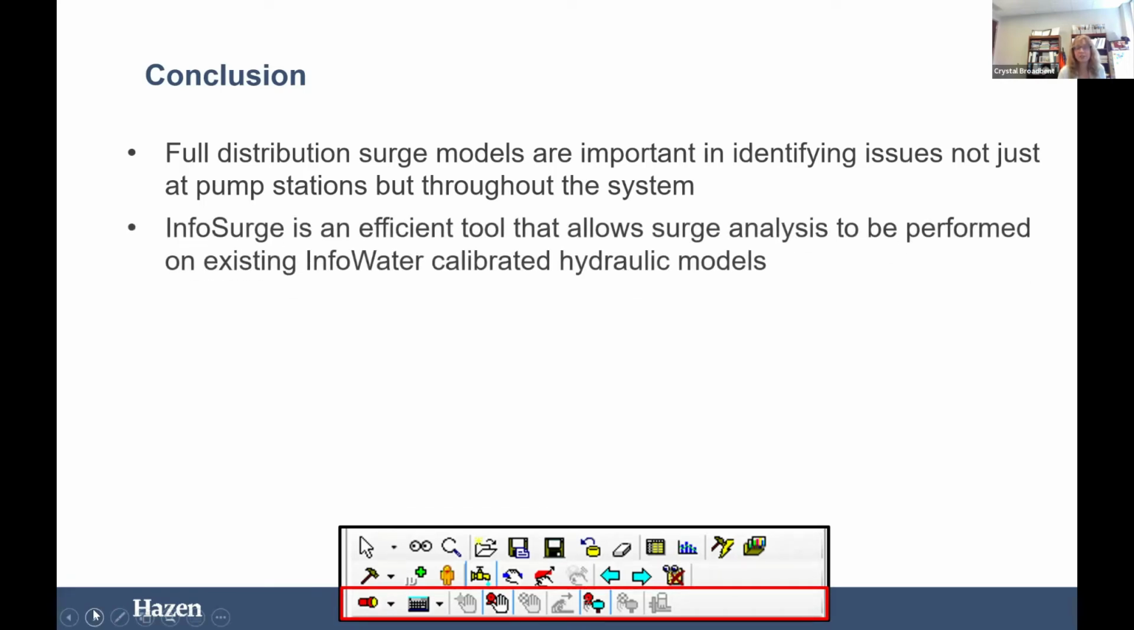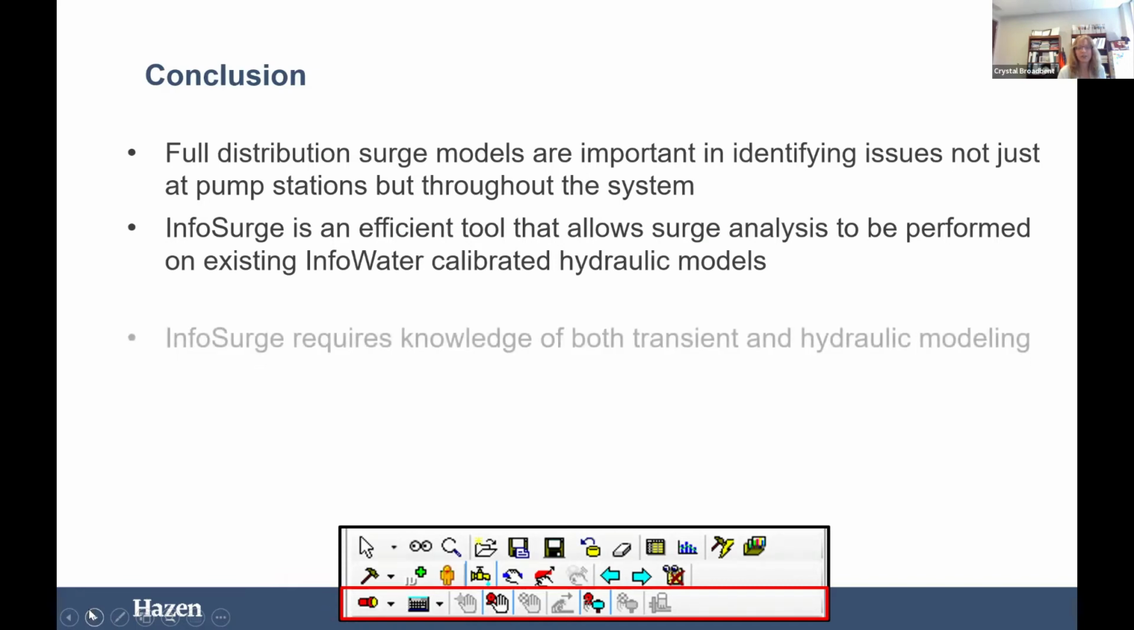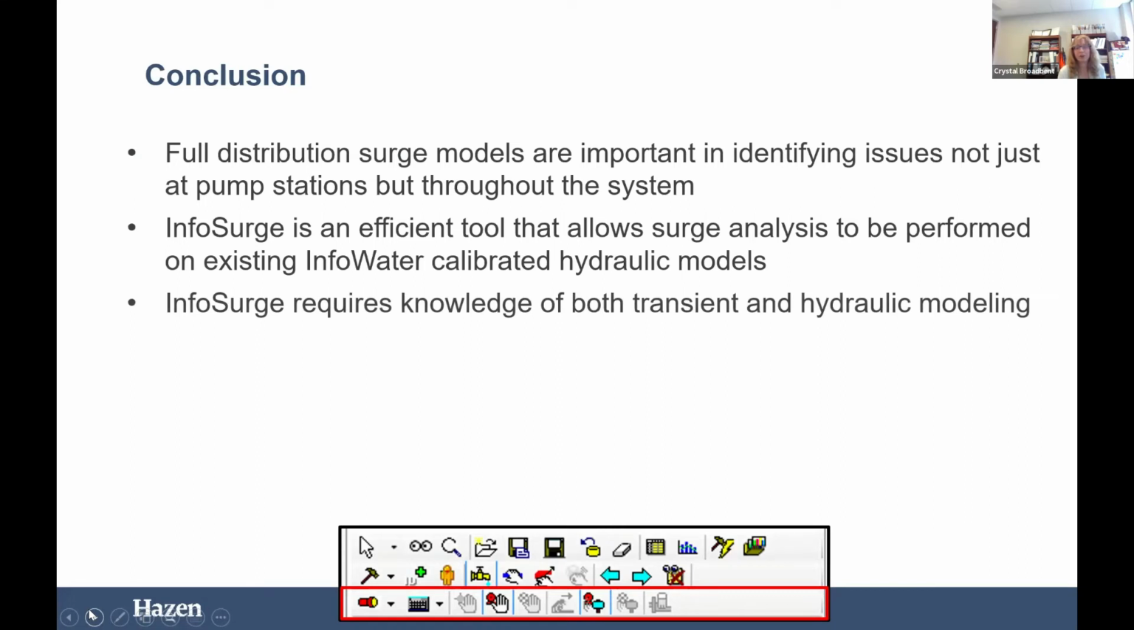InfoSurge is an efficient tool that allows surge analysis to be performed on existing InfoWater models, ideally calibrated hydraulic models. Calibrated, yes. And down here, I just show you the little icon buttons that will also appear with InfoSurge. InfoSurge does require knowledge and understanding about both transients and hydraulic modeling.